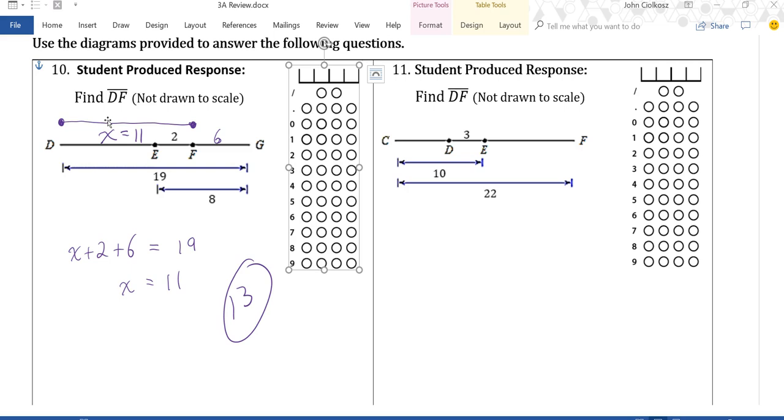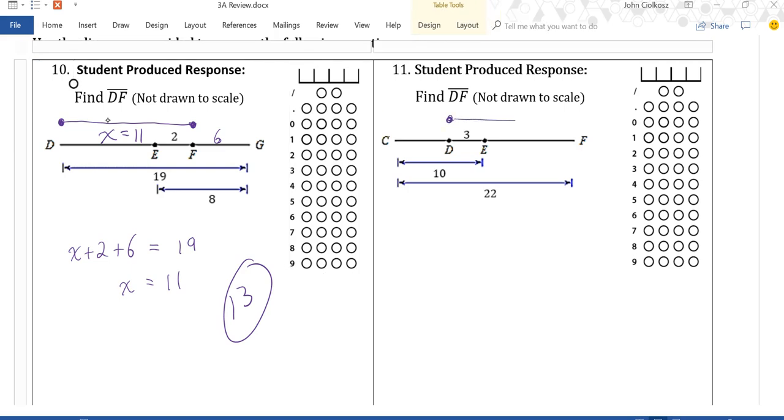Looking over here at number 11, we're still trying to find DF, just on a different diagram. Let's label that as our goal and put a star by it. This one looks a little different, but it's not going to be a whole lot more challenging. DF involves DE and EF. We know the whole thing is 22, and this portion is 10. So I can find EF, if we call that X, just by doing 22 minus 10, which gives me 12. Through some adding, we find that DF is equal to 15, because 12 plus 3 is 15.